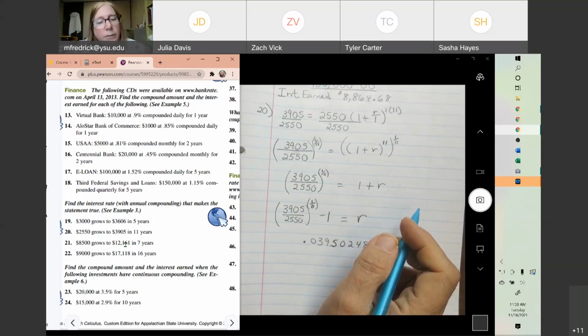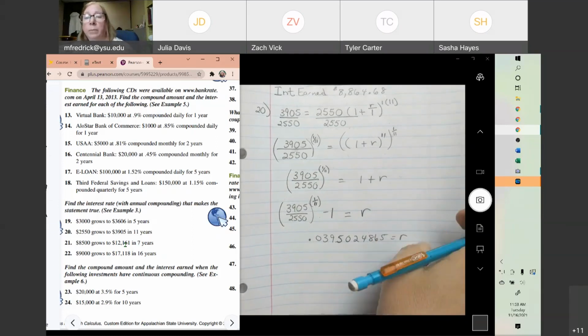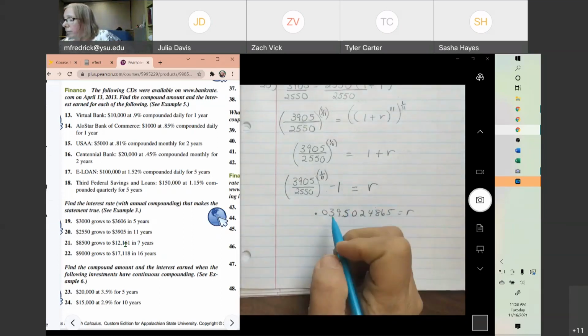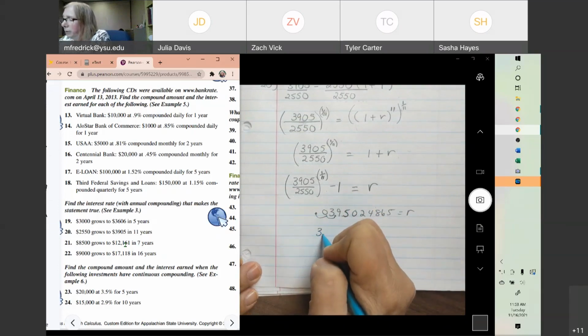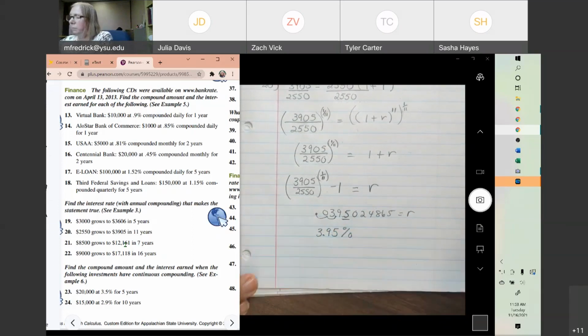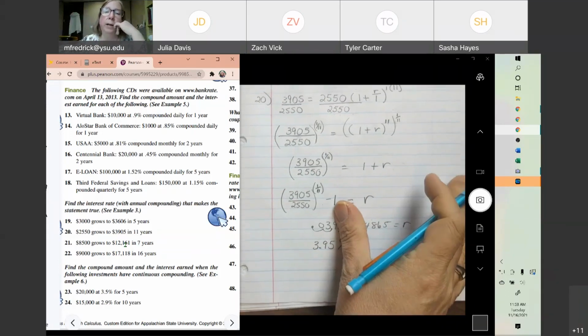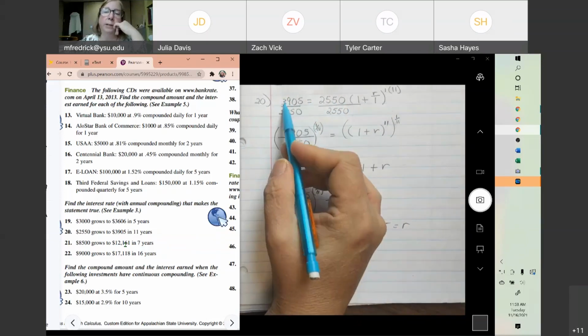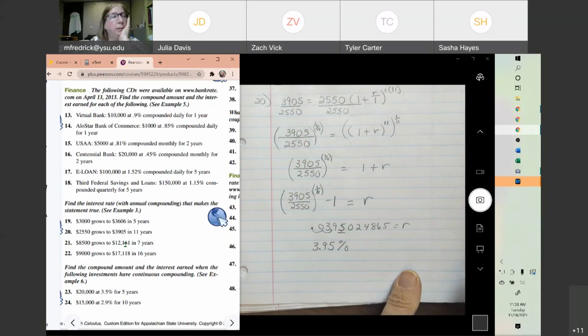It doesn't say what to round to. On a test, I usually would say, but if it doesn't say, then it's up to you. But you do need to make it a percent. So we're going to move it over 2 or multiply by 100. 3 point, and I'm going to round 2 decimal places, so 3.95%. So an interest rate of 3.9% will have 2550 grow to 3905 in 11 years. Any questions on that?